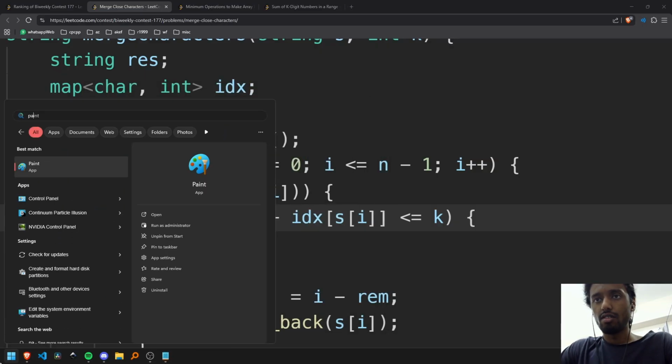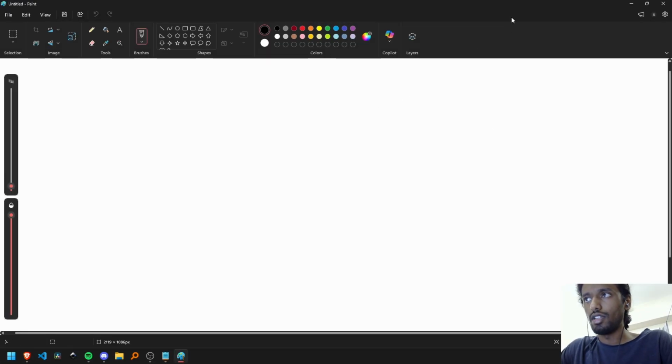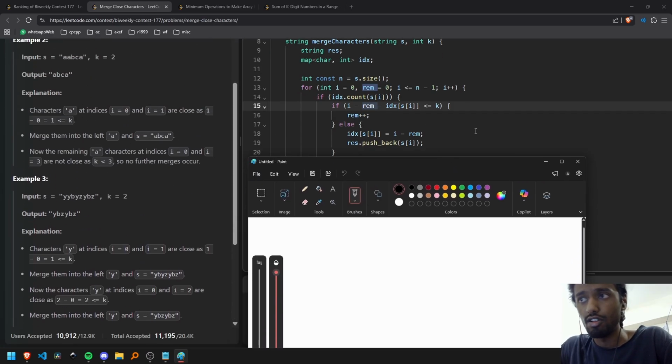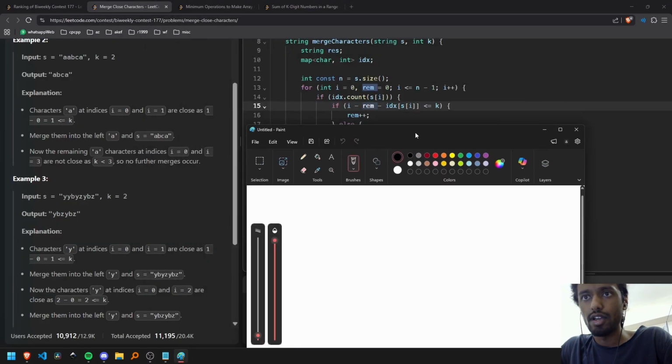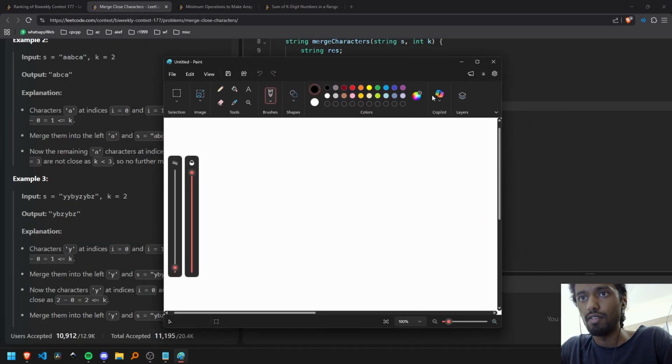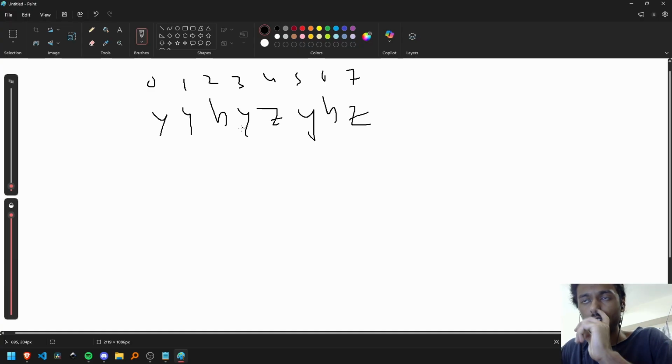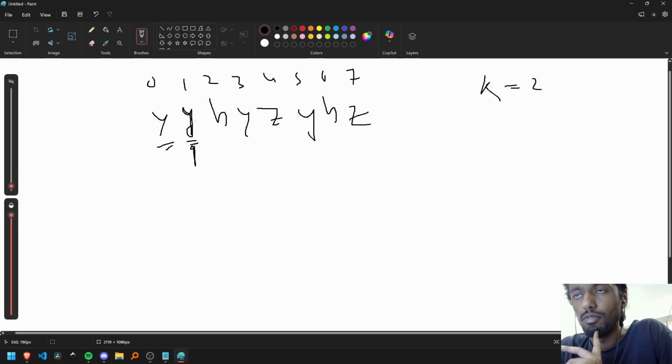What is rem? So the thing here is, n is less than or equal to 100, so you can easily simulate this process, like actually do the removals, but that is not required. So my solution here was, I'll take this example, y y b y z y b z. Since k is obviously 2, we can do this removal, since the distance between these indices is 1, which is less than or equal to 2.